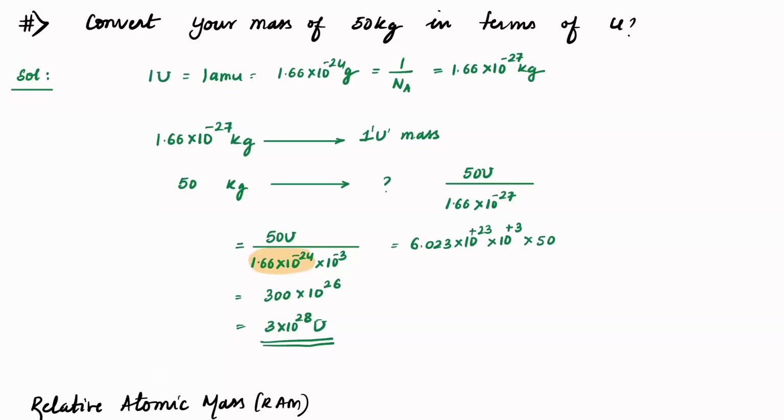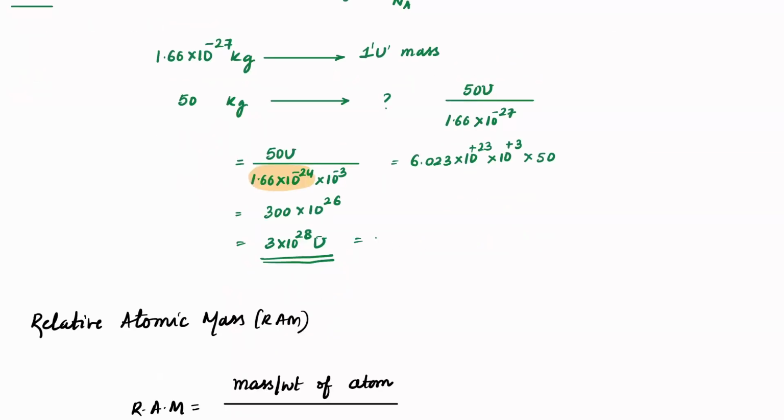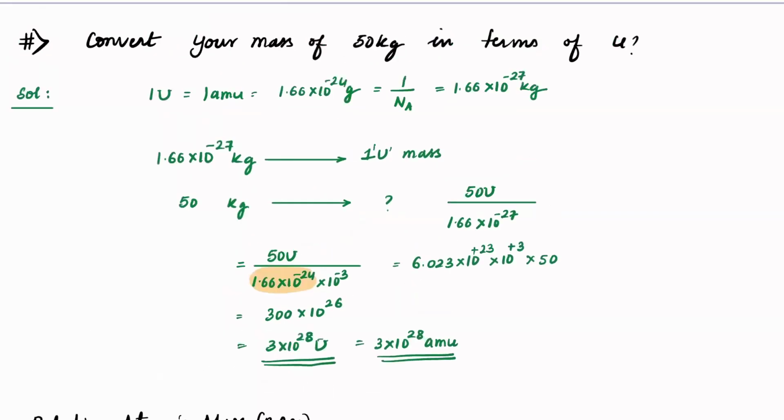Everybody clear? Or you can write this in terms of AMU. So 3 into 10 raised to power of 28 AMU. Okay.